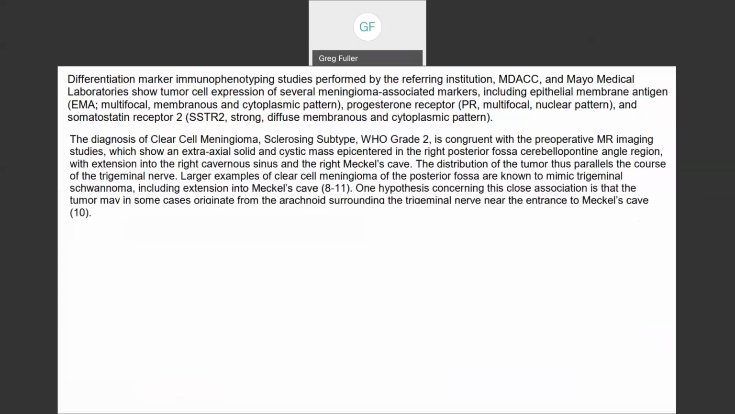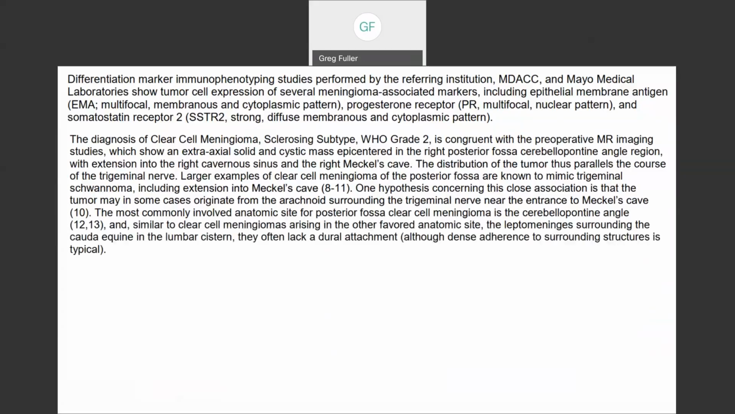Larger examples of clear cell meningioma in the posterior fossa are known to mimic trigeminal schwannoma, including extension into Meckel's cave. I've just given three examples there in the refs. One hypothesis concerning this close association is that the tumor may in some cases originate from the arachnoid surrounding the trigeminal nerve near the entrance of Meckel's cave.